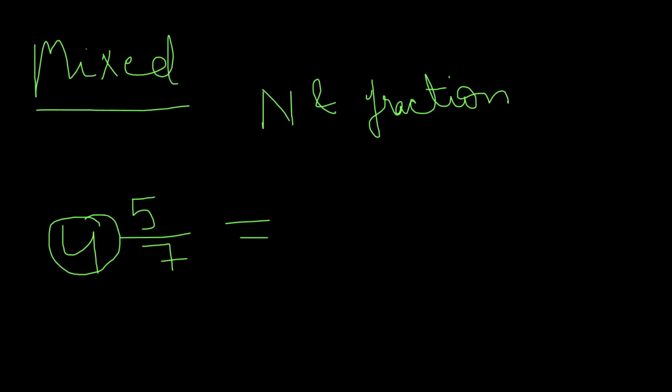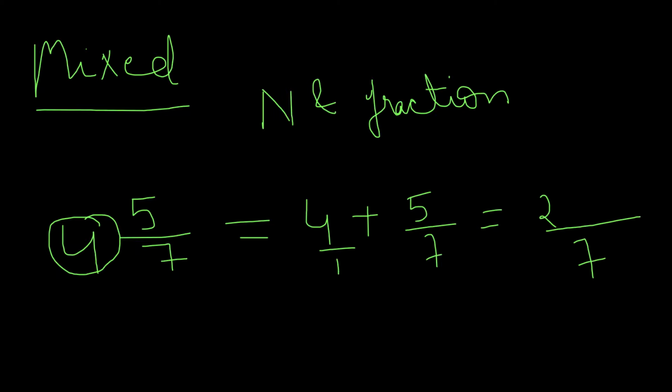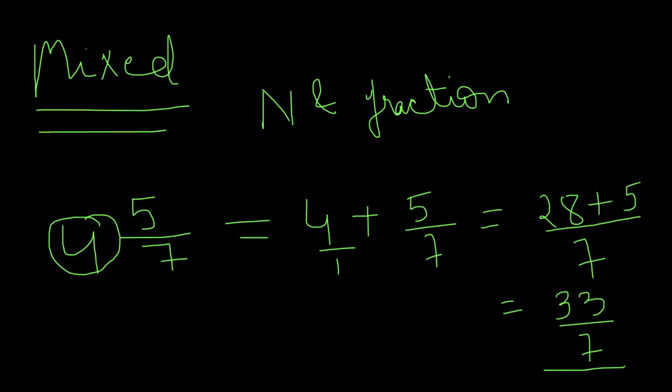And how will you solve this? This basically means 4 plus 5 upon 7. And how will you add them? LCM would be 7, 7 fours are 28, 28 plus 7 ones are 7, plus 5. So this will be 33 upon 7. So what have we done here? We have converted a mixed fraction into an improper fraction.